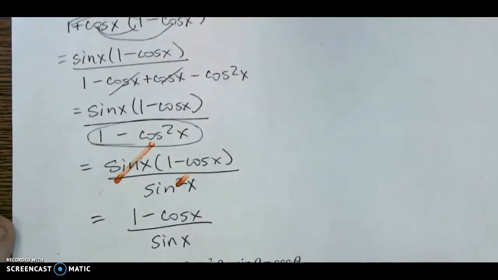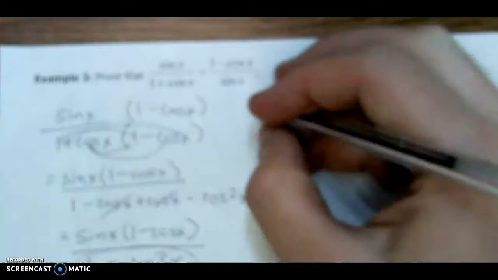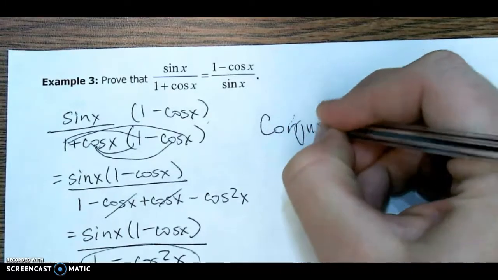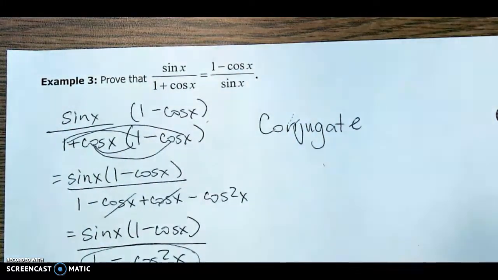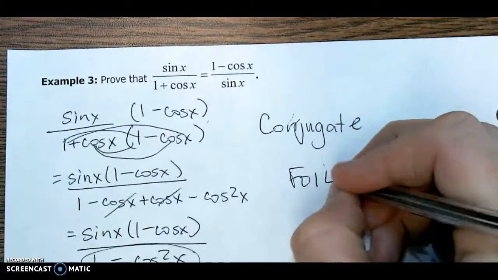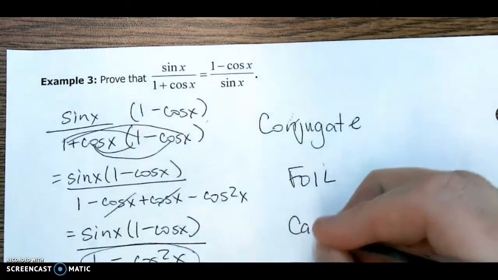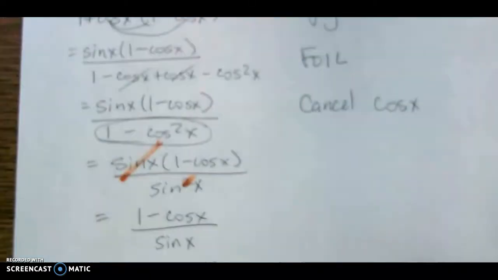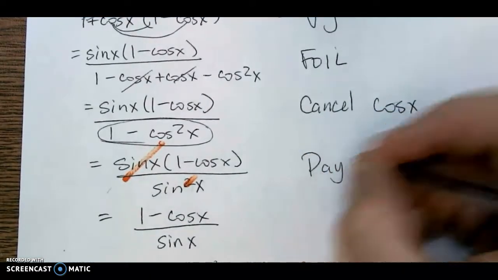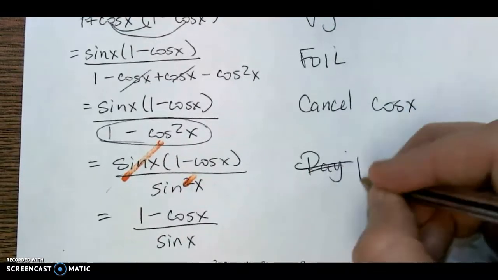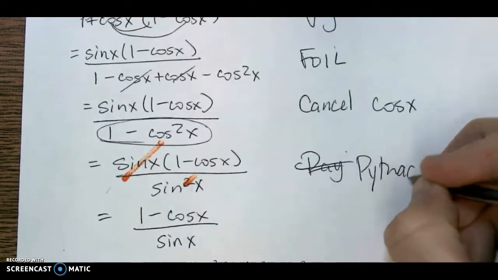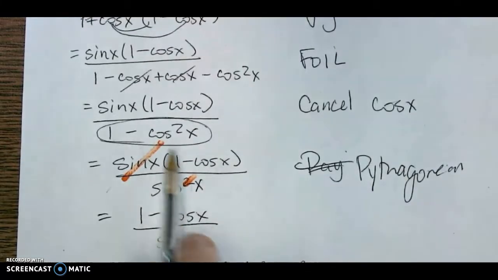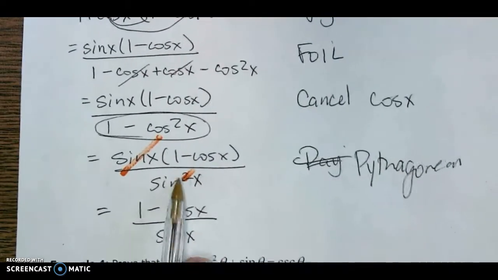So reasons are, you started with a given, we multiplied by the conjugate, then we FOILed, then we canceled cosine, or we simplified, then we used our Pythagorean property to take out the cosine and put a sine squared in, and then we canceled sine.